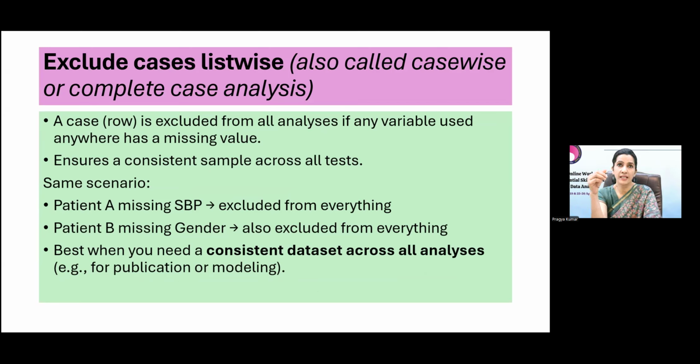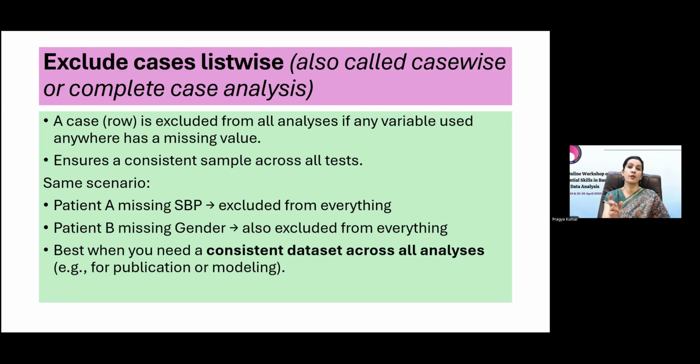So it generally ensures a consistent sample across all tests. In the same scenario with patient A and patient B, patient A had a missing value of systolic blood pressure, so he will be excluded from all the analyses. Similarly, patient B, if the gender is missing, is also excluded from all the analyses. So in that case, there is a compromise of the sample size. Even if one value is missing, that whole row will be excluded from analysis.